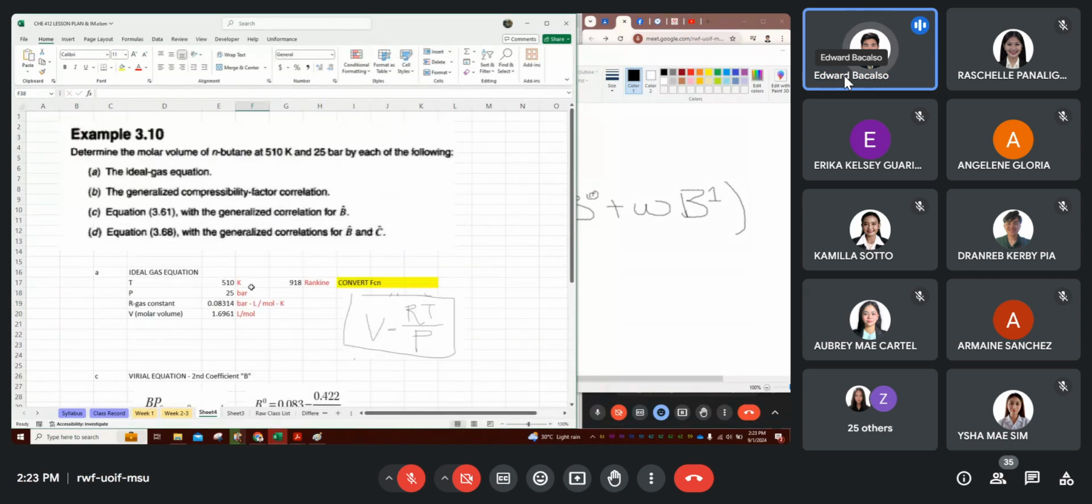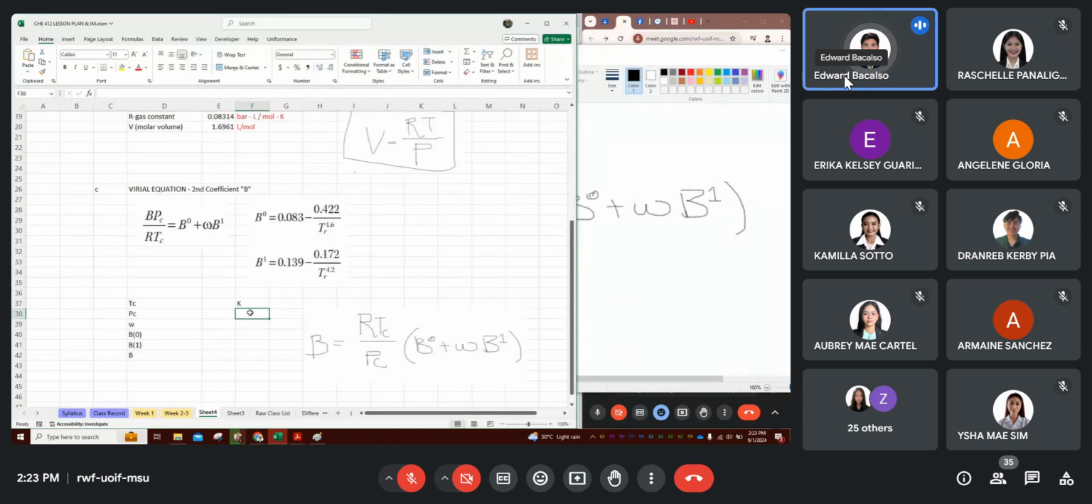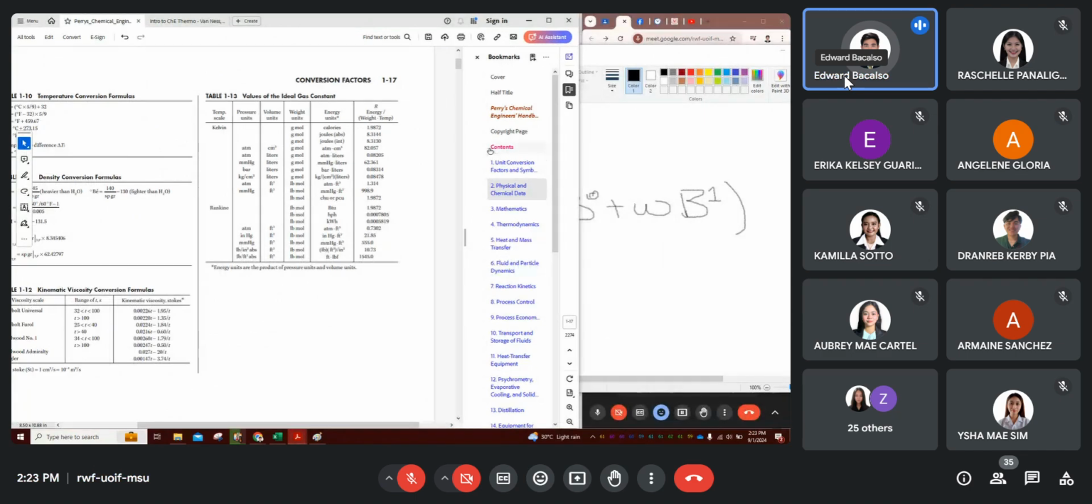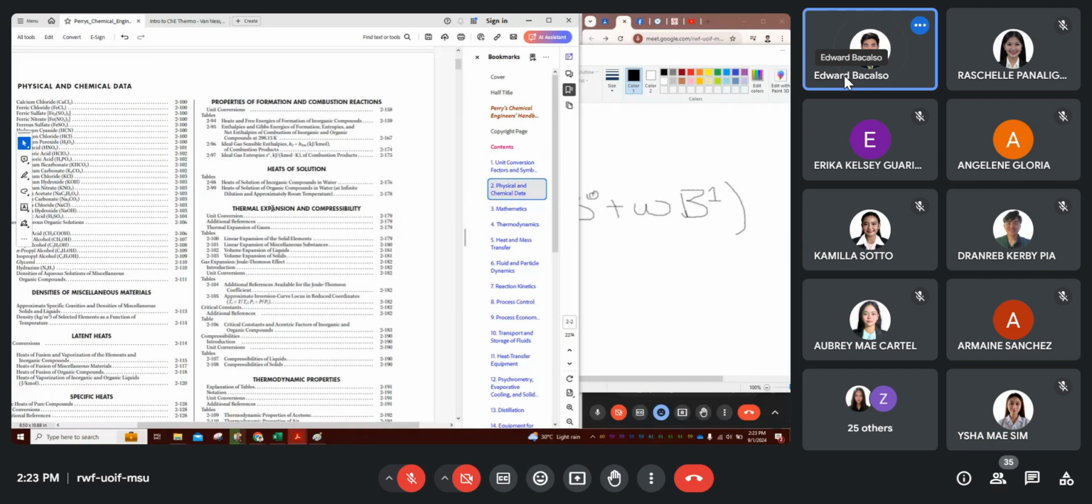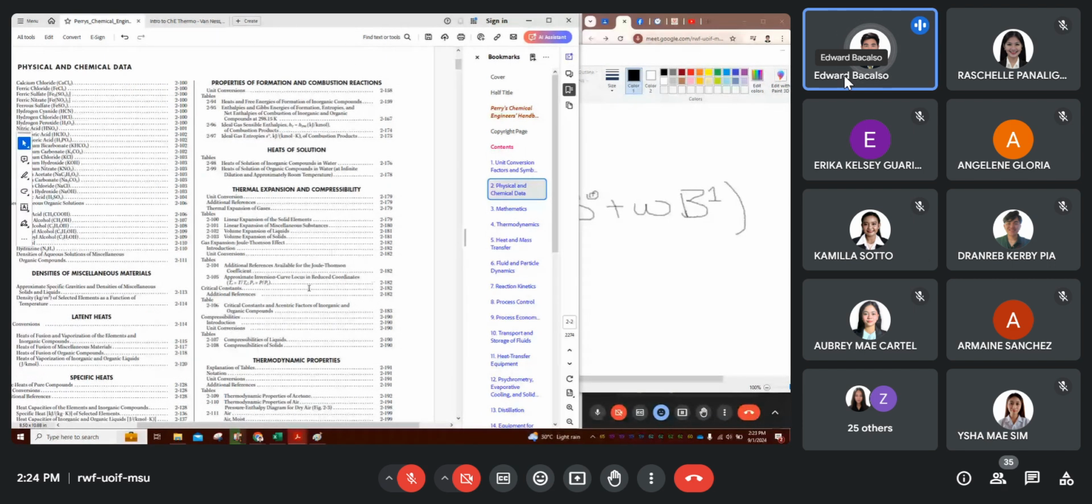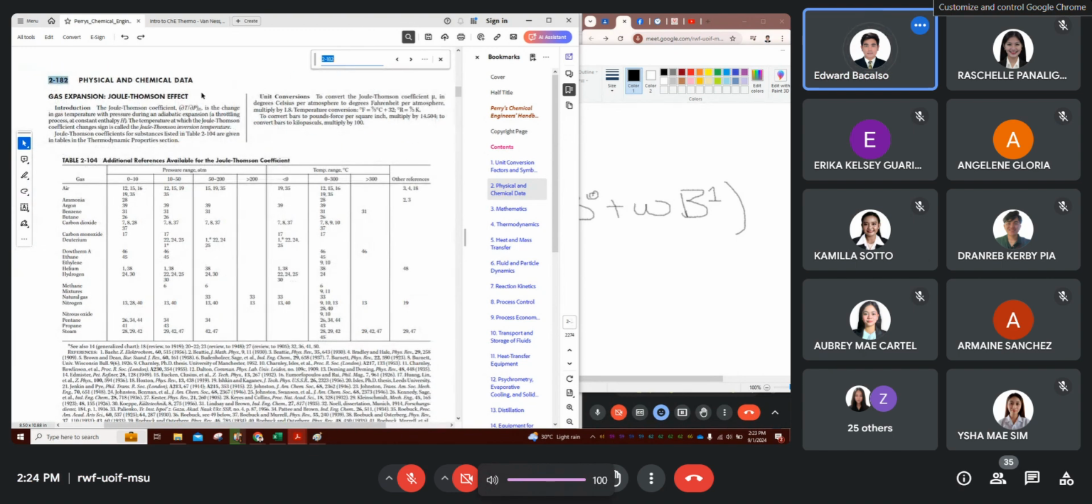Ang unit is Kelvin, pressure is, tingnan natin. Okay. So itong tatlo, TC, PC, and eccentric factor, W, nasa handbook lang din yan, yung tatlo. Critical temp, critical pressure, eccentric factor. So if you were to hover sa physical chemical data, section 2, and then thermal expansion and compressibility, page ito, 2-182, makikita nyo yan doon.